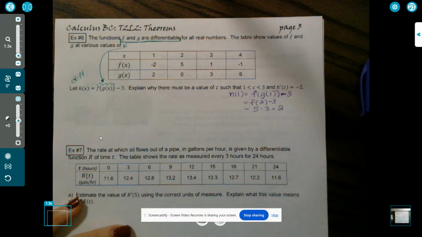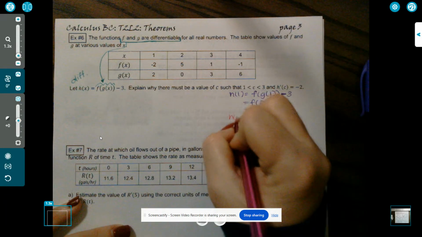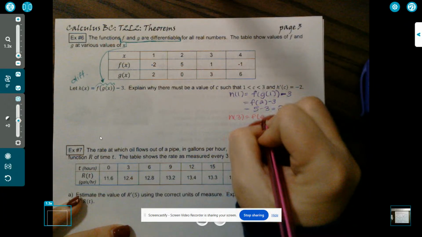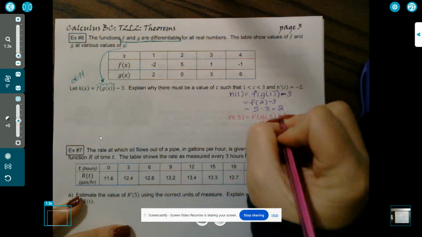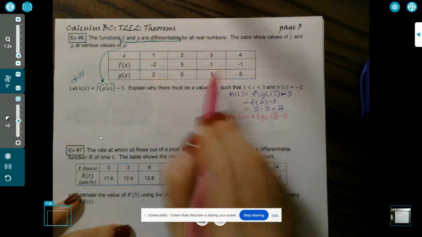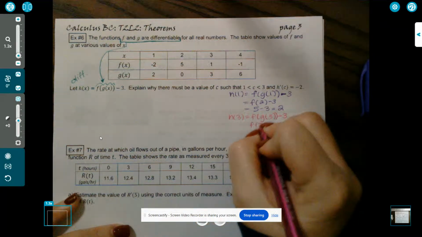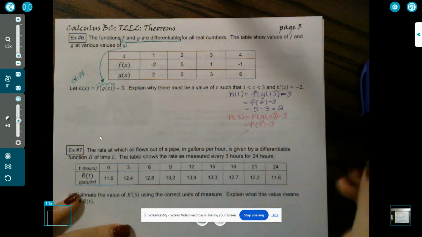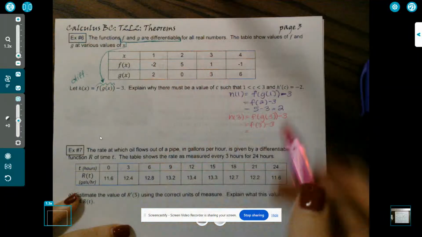Now let's check h of 3. So that's f of g of 3. So g of 3 is 3. F of 3 is 1.